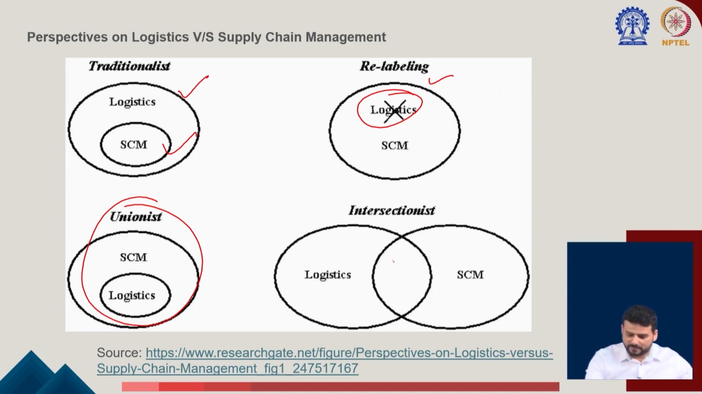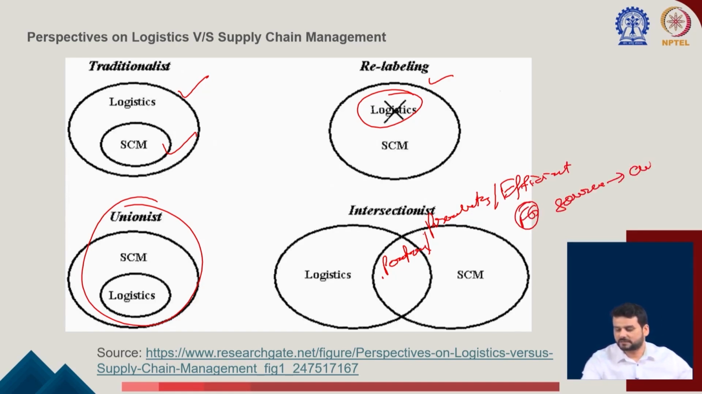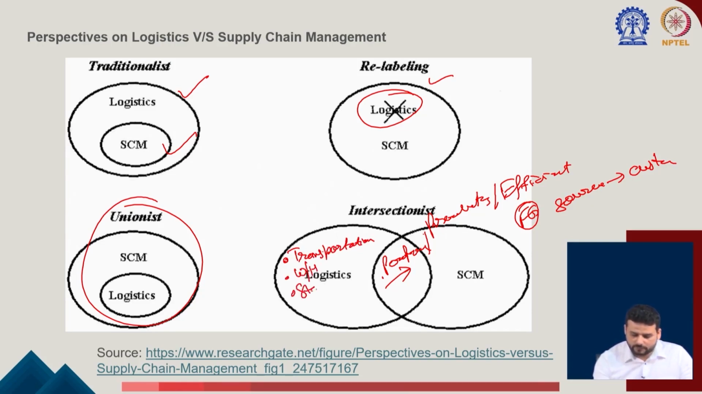Like the common point may be the performance, productivity, efficiency of delivering your finished goods from the source to the customer. This is the common basic objective if we find the intersectional area between logistics and supply chain. But if I am talking about only logistics, this is the physical transportation of the product from one point to another point, warehousing of the product, storage of the product.